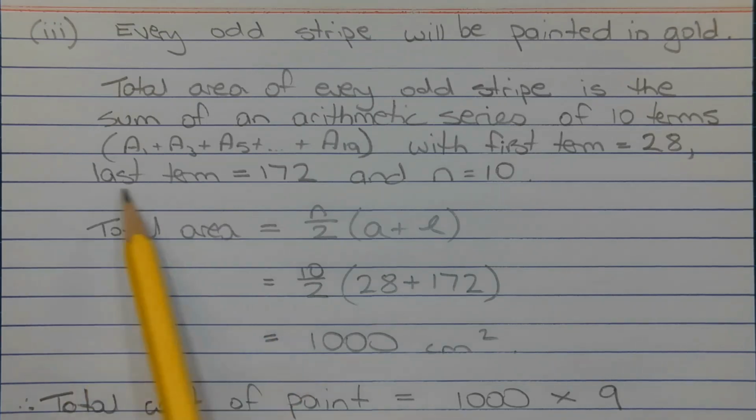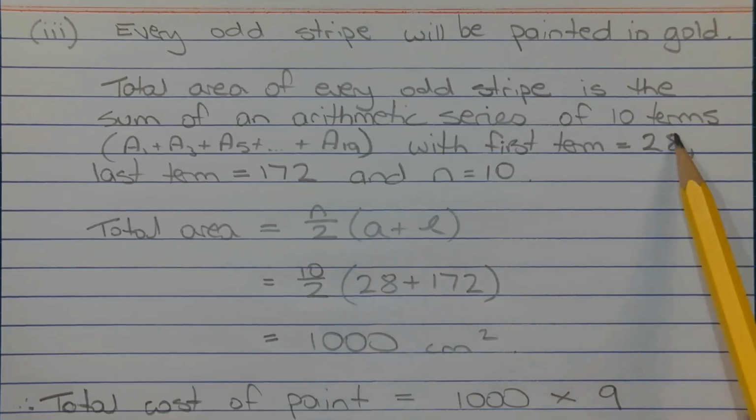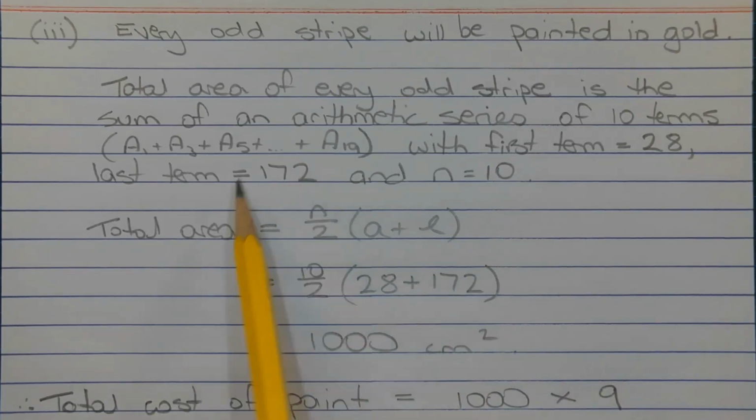So the total area is given by the formula n over 2 times (a plus l), where n is the number of terms in the series, and that's 10. a represents the first term of the series, which is 28, and l represents the last term of the series, which is 172. So the total area is equal to 10 over 2 times (28 plus 172), and that evaluates to 1,000 square centimetres.